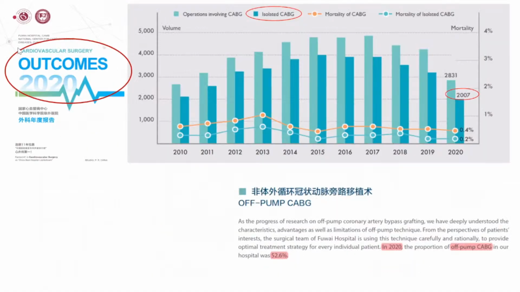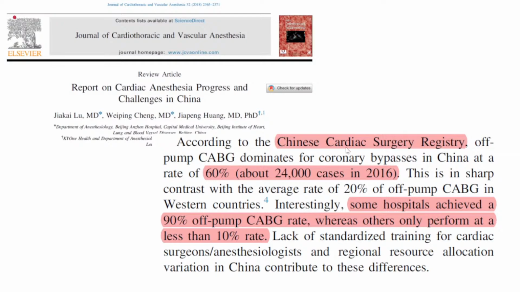As you can see from this slide figure, in 2020, there were 2007 cases of isolated CABG performed at Fuwai Hospital. The off-pump ratio is 52.6%. However, according to the Chinese Cardiosurgery Registry, in 2016, 60% of CABG were performed using off-pump techniques. In China, some hospitals achieved a 90% off-pump coronary artery bypass rate.